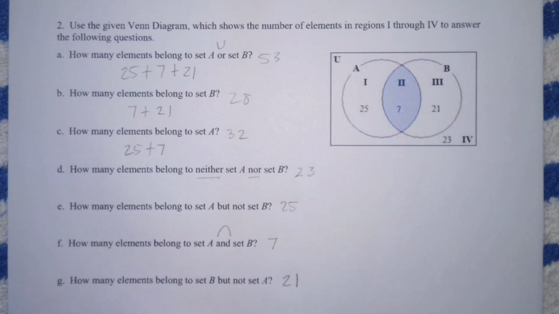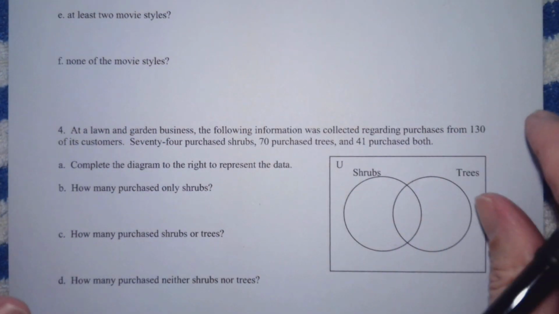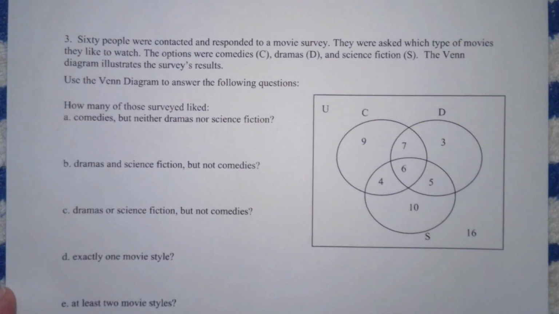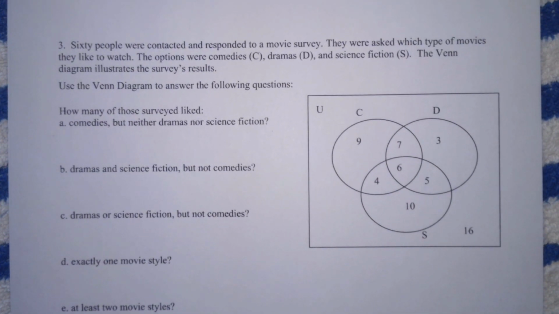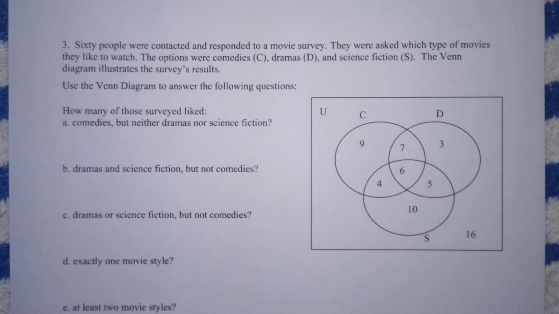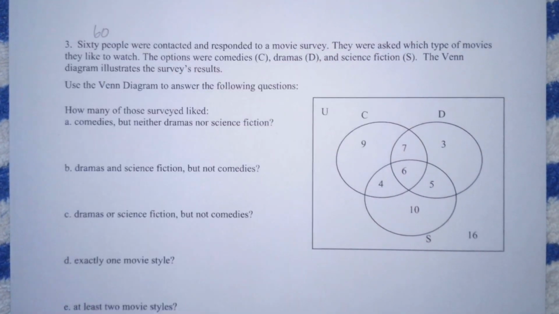All right, let's move on to the next problem. So this time we're dealing with 3 sets. I think the challenge for students sometimes is, sometimes you're just looking at 2 of the circles and you've got to be able to kind of shut out the other circle, or just basically isolate the 2 that you're interested in. So it says 60 people were contacted and responded to a movie survey.